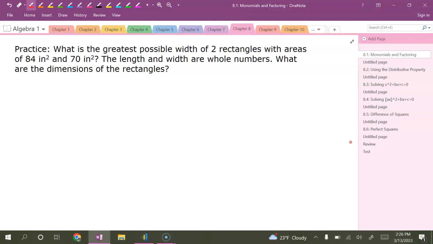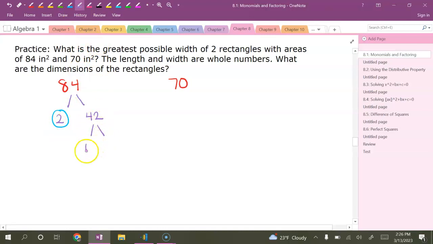So we've got these 2 rectangles. They're giving us 2 separate areas here. We got to start by factor treeing these 2 numbers. So for the 84, I started by doing 2 and 42. 2 is prime. For 42, I broke that down to 6 and 7. Now 7 is prime, but 6 we can go a little farther with and say 2 and 3.